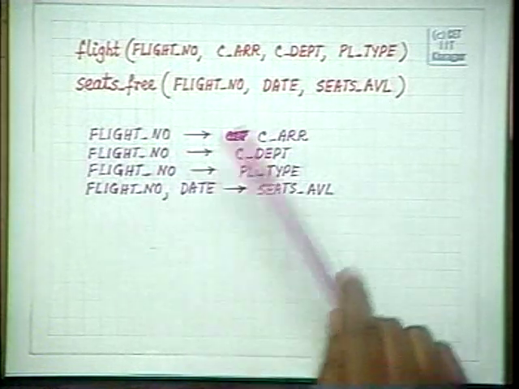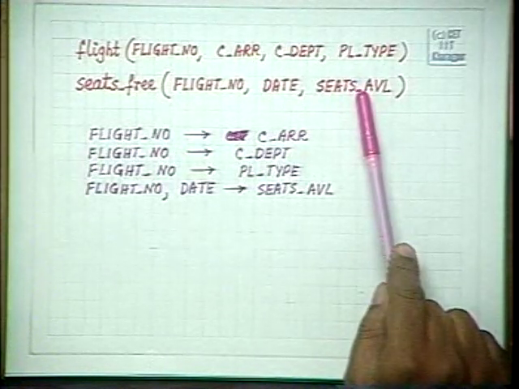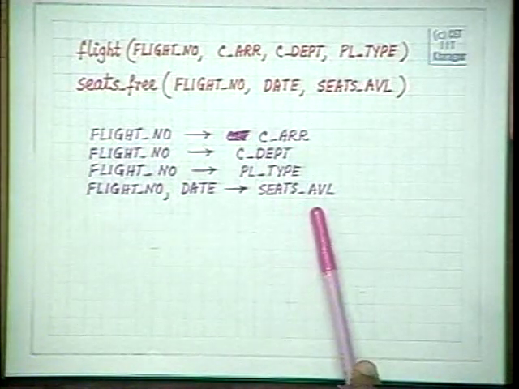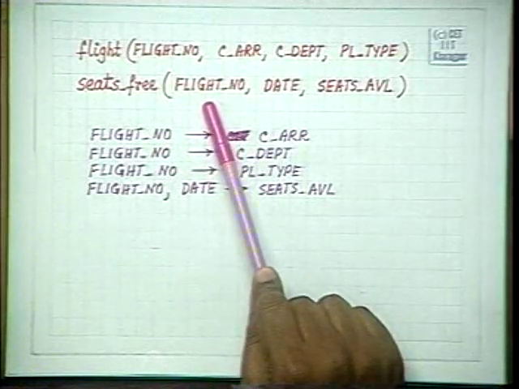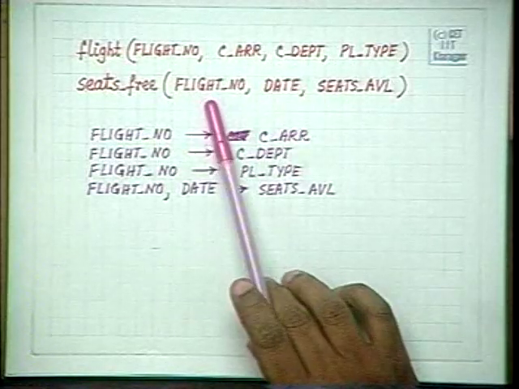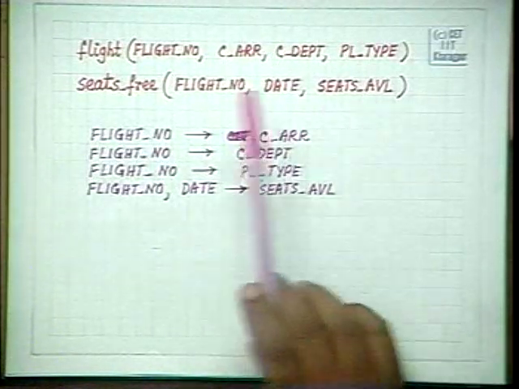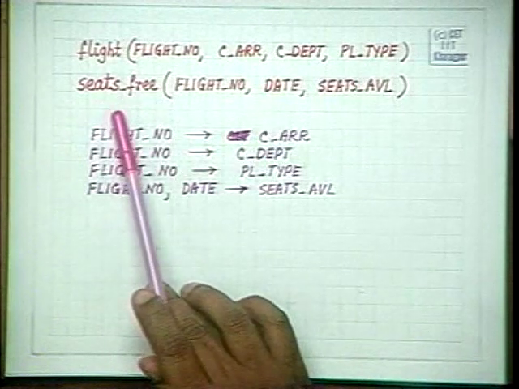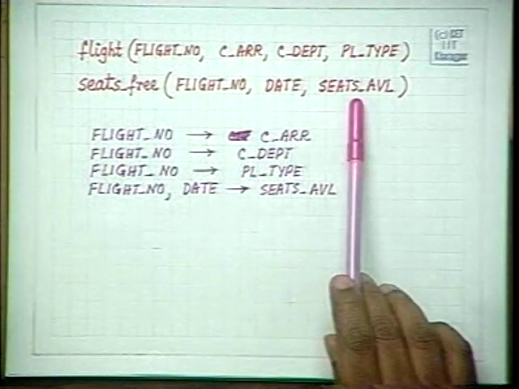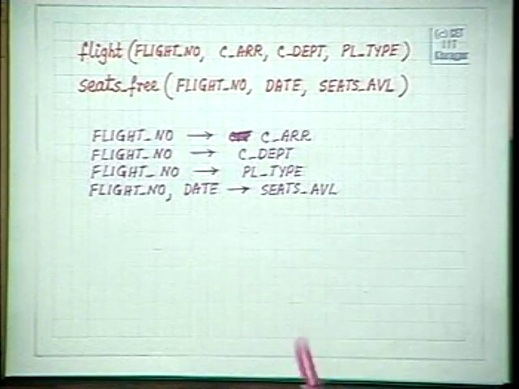On the other hand, if this is the seat number, that is, not the number of seats but which seat is available, then this relationship will not hold. For example, this says flight number C119 on date 12/3/37, seat number 35 is available. You will also have C119 on that date, seat number 36 is available. So, it depends on what seats free defines. If seats free defines the number of seats available, then this is fine. If seats free defines which seat is available, then this is not a functional dependency which has to be put in.